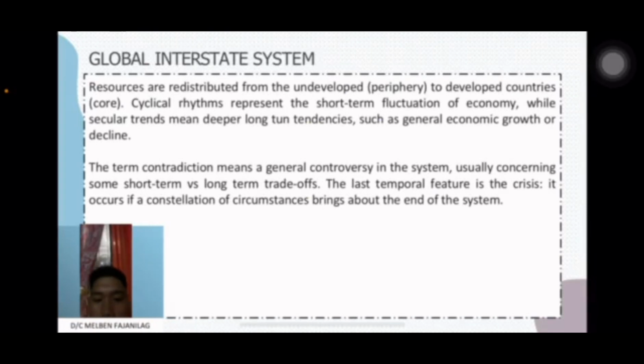The core cyclical rhythms represent the short-term fluctuation of economy, while secular trends mean deeper long-term tendencies, such as general economic growth or decline. The term contradiction means a general controversy in the system, usually concerning some short-term versus long-term trade-offs. The last temporal feature is the crisis. It occurs if a constellation of circumstances brings out the end of the system.